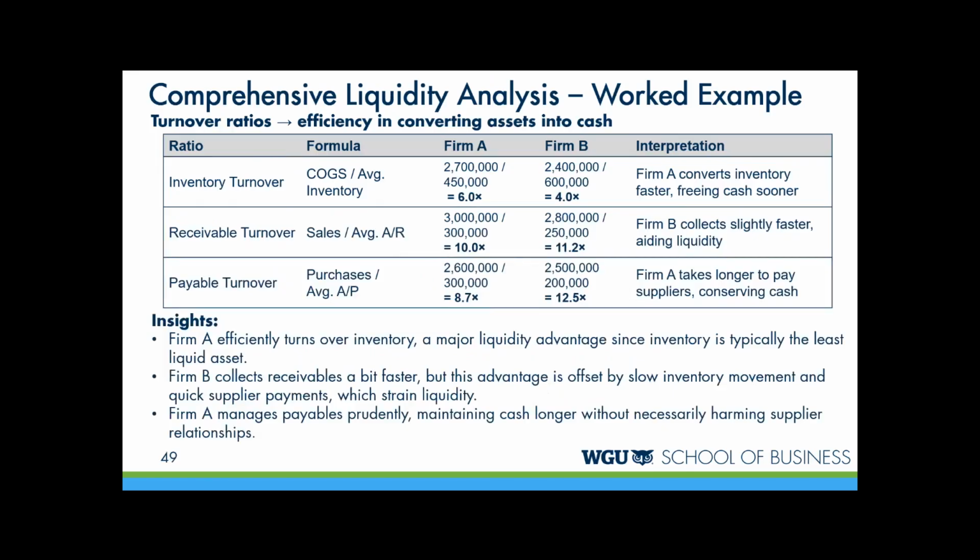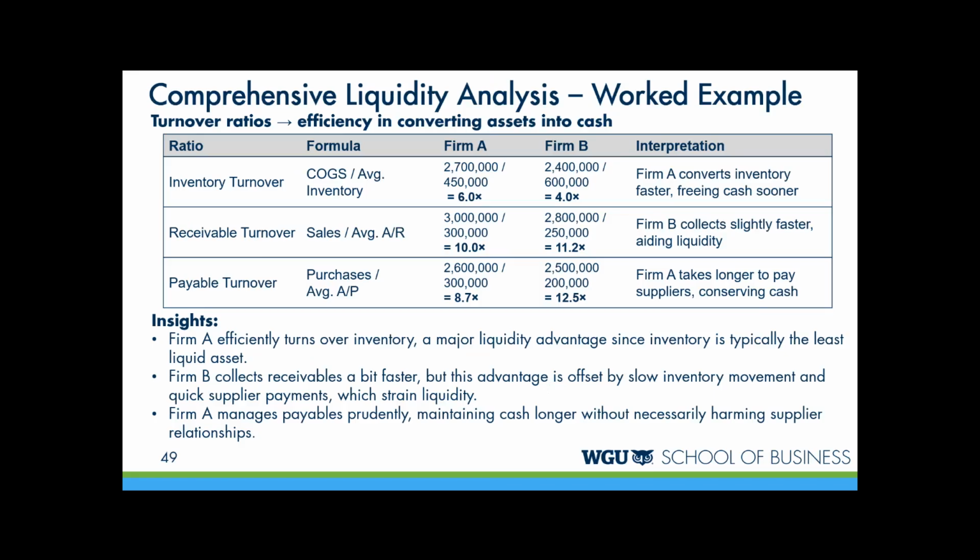Okay, so next we look at the turnover ratios. We calculated three: the inventory turnover, the receivables turnover, and the payables turnover. When we look at the inventory turnover, firm A is turning over inventory 6 times a year, firm B only 4 times a year. So firm A is converting its inventory faster, which means it's freeing up cash sooner, generating cash from inventory quicker.